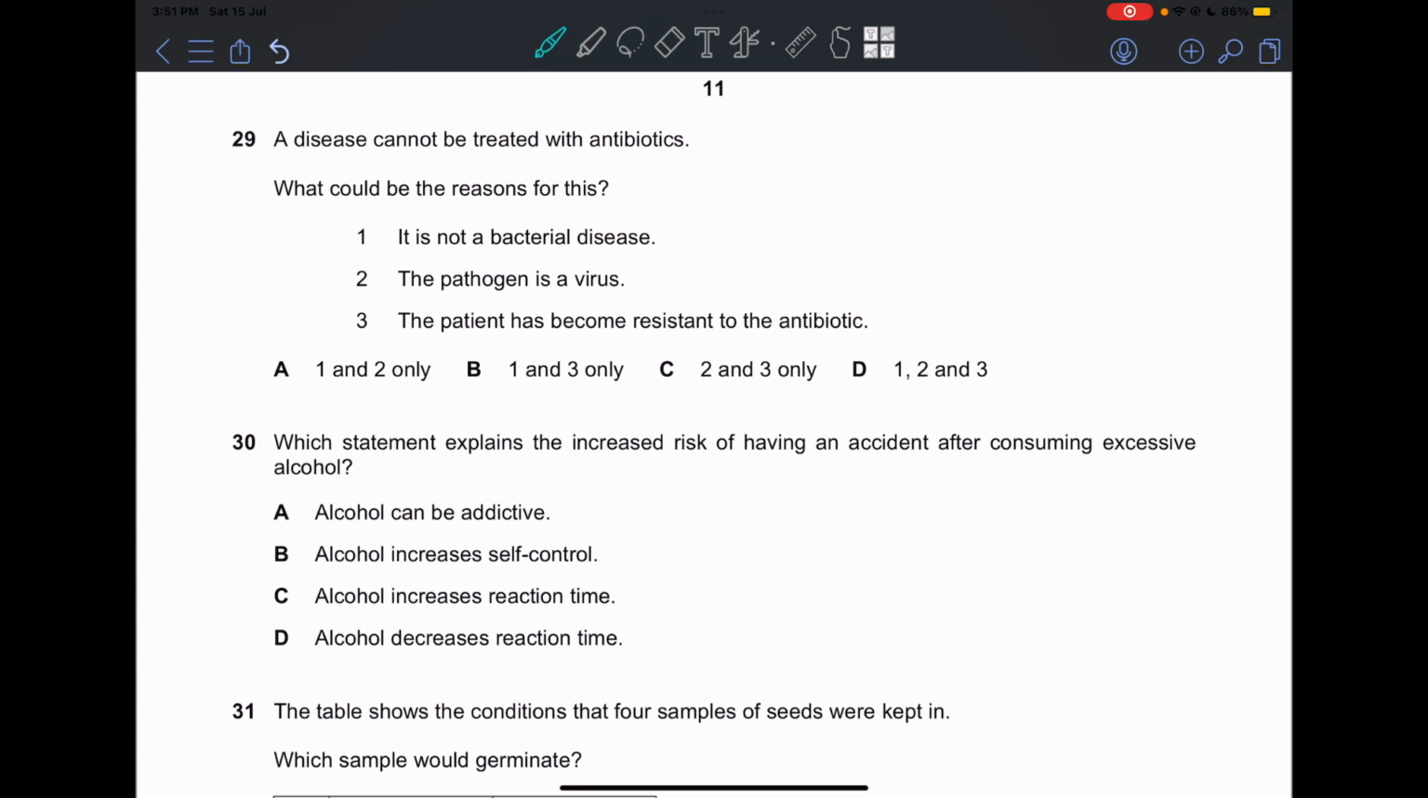3 says the patient has become resistant to the antibiotic. Now this is not going to be a reason that prevents a disease from being treated with antibiotics, because the patient can use another antibiotic, so in this way the disease will be treated. So our answer is going to be A.